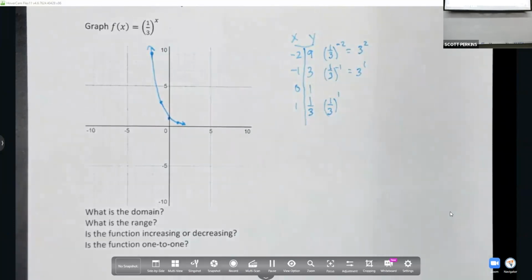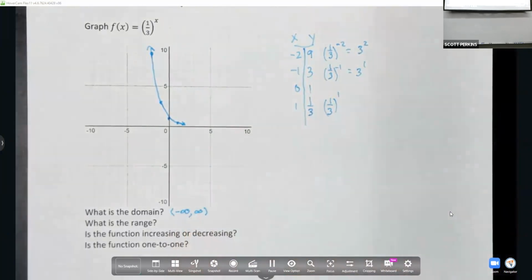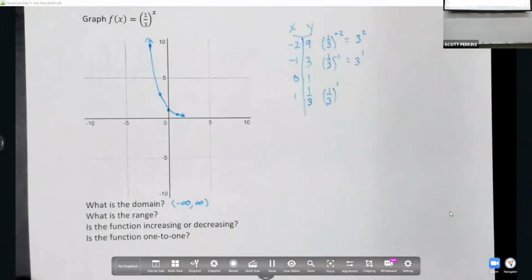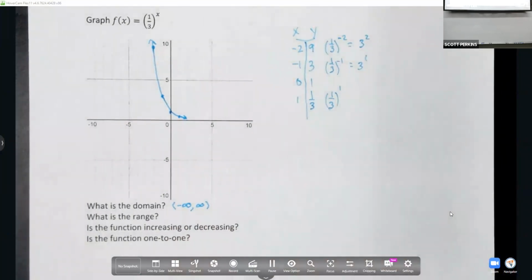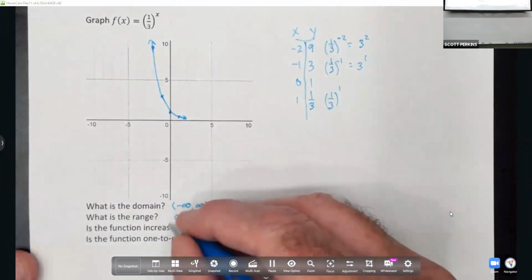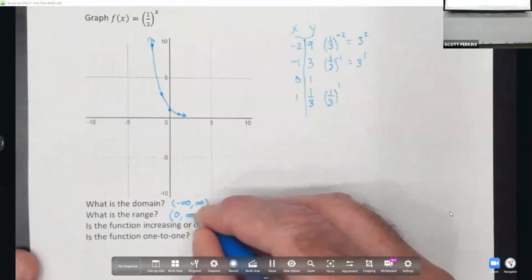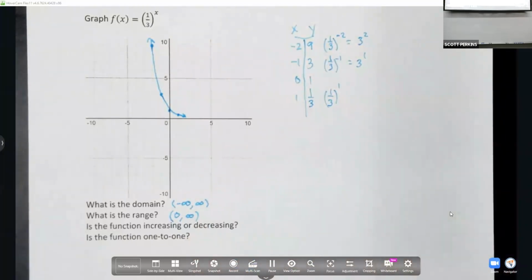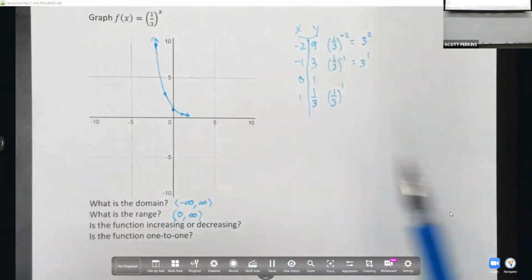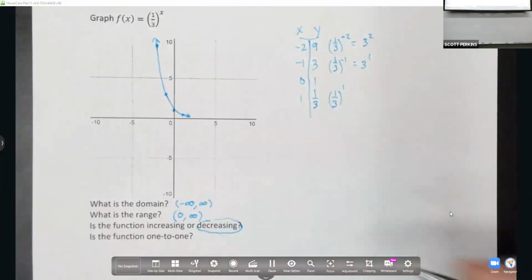So my domain, the domain of any of my exponential functions is -infinity to infinity. I can plug in any x value left and right and raise something to a power. The range, well, the range of this one, since it's just my basic, is above 0. 0 is the boundary, but it's never going to equal 0, so I'll put a parenthesis there. And then it continues to go up and up and up to infinity. Is this function increasing or decreasing? Well, my y values, as I trace it from left to right, continue to get smaller and smaller. So this one's decreasing.